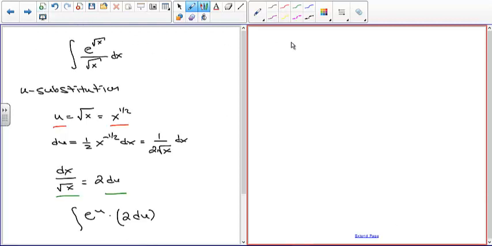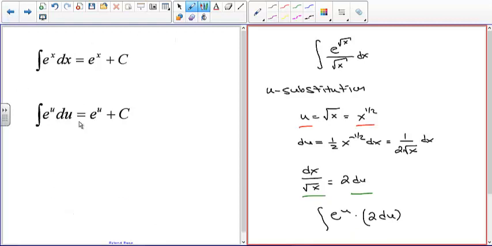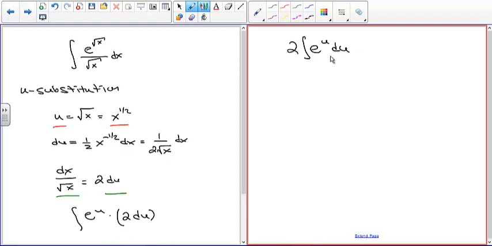We factor out the 2, and we have the integral of e to the u du, which is exactly what we need. So once you get to that point, you just use the formula. The formula says the integral of e to the u du is equal to e to the u plus c.